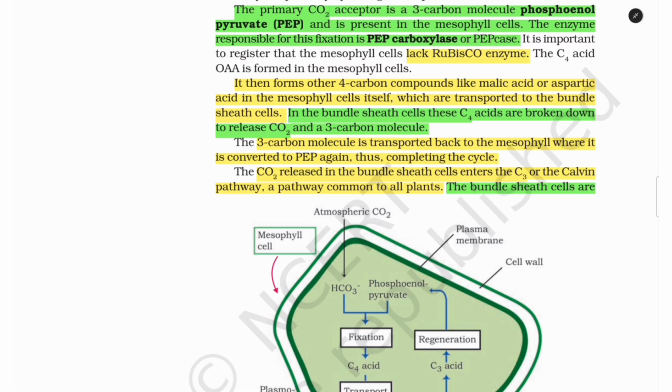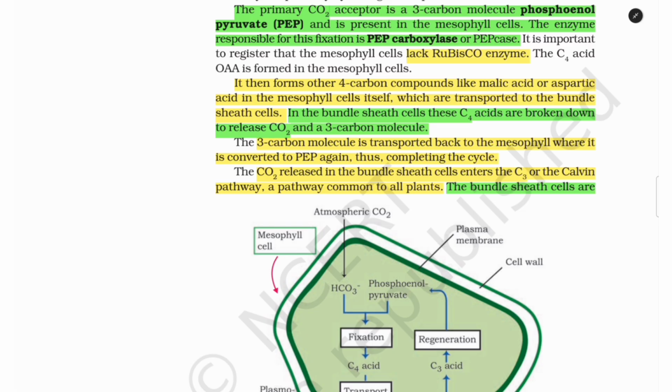This C4 acid OAA, that is oxaloacetic acid, is formed in the mesophyll cells. It then forms other 4-carbon compounds like malic acid or aspartic acid in the mesophyll cells itself, which are transported to the bundle sheath cells. In the bundle sheath cells, these C4 acids are broken down to release CO2 and a 3-carbon molecule. The 3-carbon molecule is transported back to the mesophyll cell where it is converted to PEP again, thus completing the cycle. The CO2 released in the bundle sheath cells enters the C3 or the Calvin pathway, a pathway common to all plants.